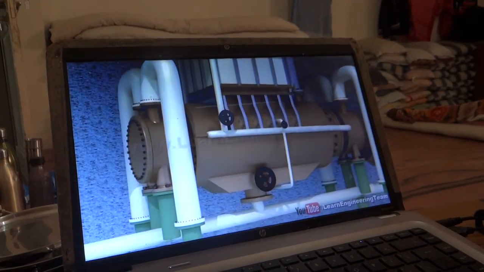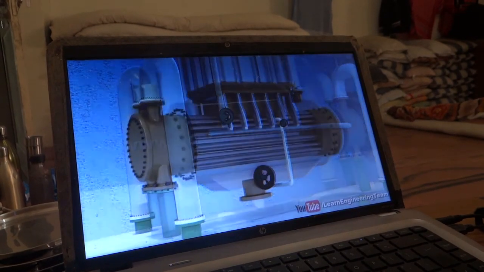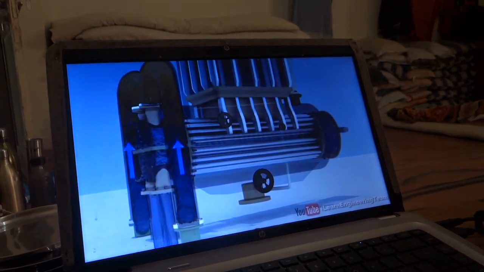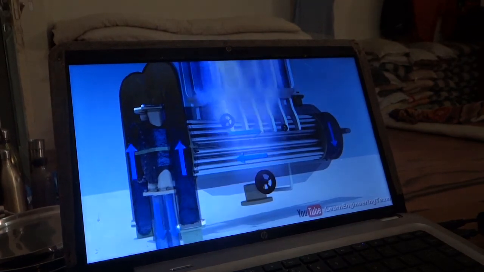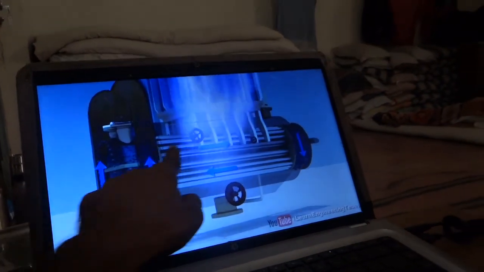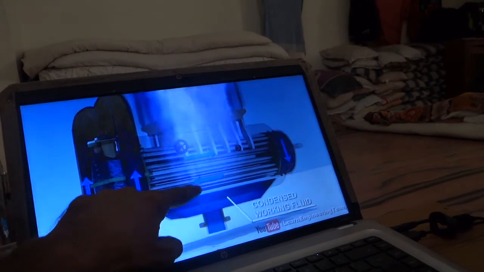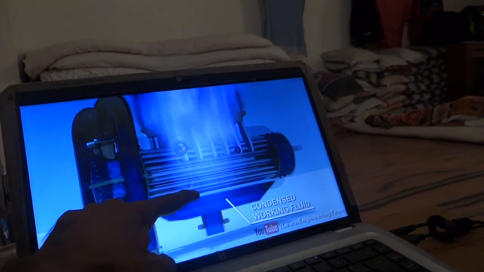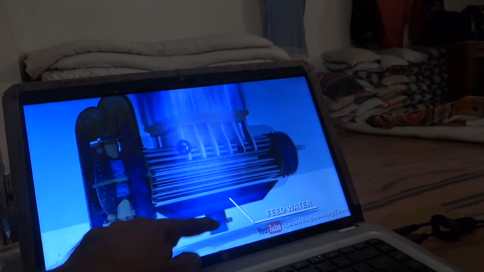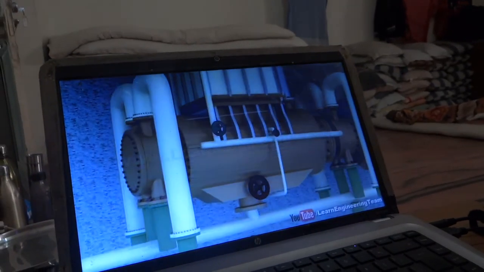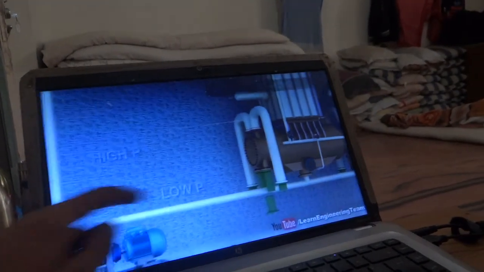In the condenser, a stream of cold water flows through the tubes. The flowing steam rejects heat to these tubes and becomes condensed. Steam comes, it gives heat to the water and becomes water. Steam becomes water. Now we can use a pump to increase the pressure of this feed water.